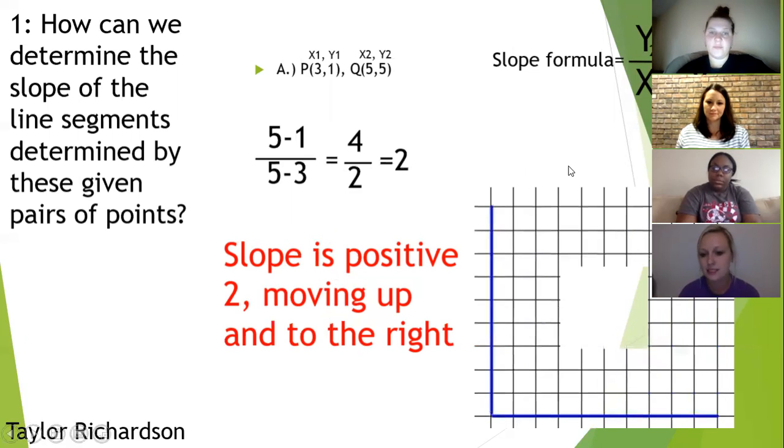This can be seen here in our graph. We have point P here and point Q. And here's our line segment. And here we can see the slope that goes up 2 and over 1.